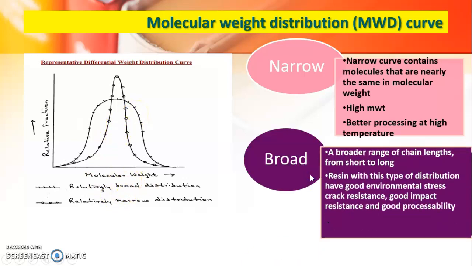And the second one is the broad. Broad means a broader range of chain length from short to long. So resin with this type of distribution has good environmental stress crack resistance, good impact resistance, and good processability.